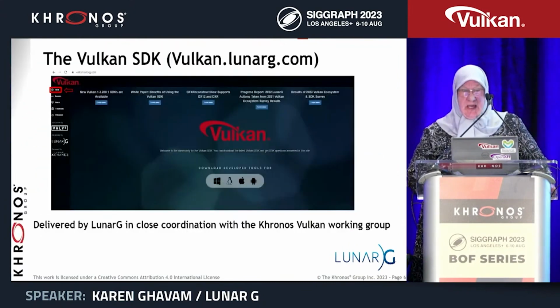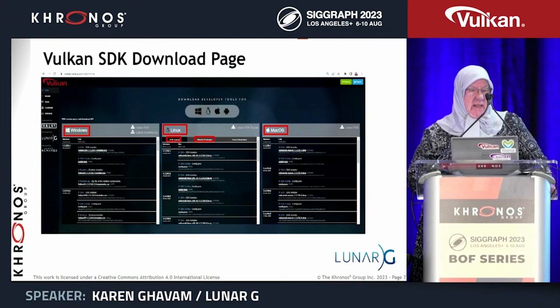So the Vulkan SDK, you can get it from vulkan.lunarg.com. On the upper left, you'll see an SDK link. We deliver this in close coordination with the Vulkan Working Group. Once you get to our download page, you'll see that there's versions for Windows, Linux, and Mac. And for Linux, we have 2 different versions. We have a tarball that's basically a big zip of all the repositories. Everything is pre-built. And then we also do Ubuntu packages for Ubuntu 20 and 22 currently. We keep those up to date as Ubuntu releases come out.